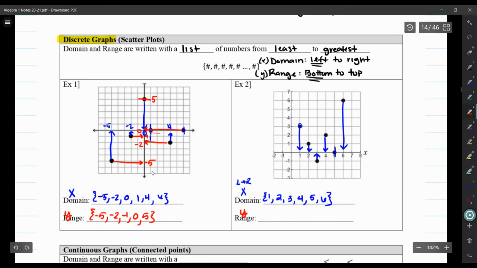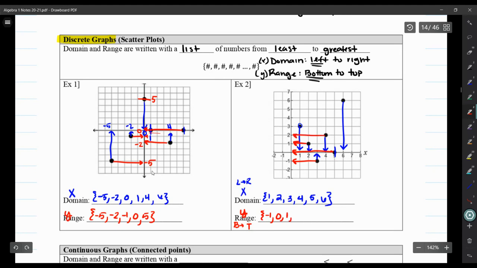Now when we talk about range, we're going to work bottom to top. So that would be this point here, and now I want the Y value, so I'm going to go towards the Y axis. So I have -1. This is the next point at 0. Then this point here at 1.